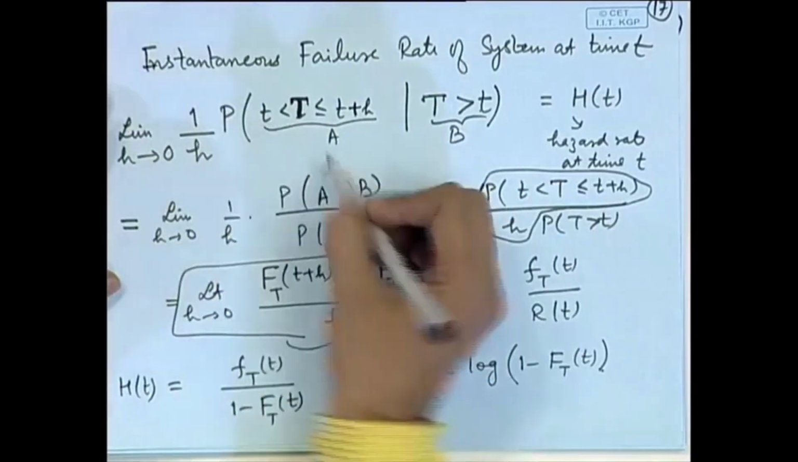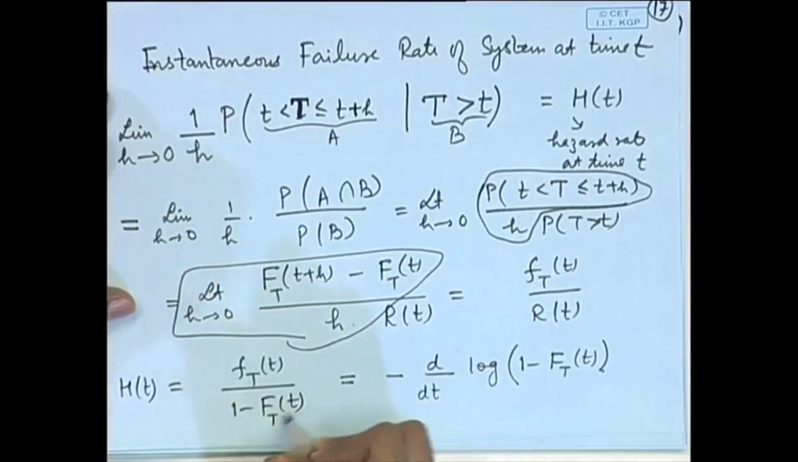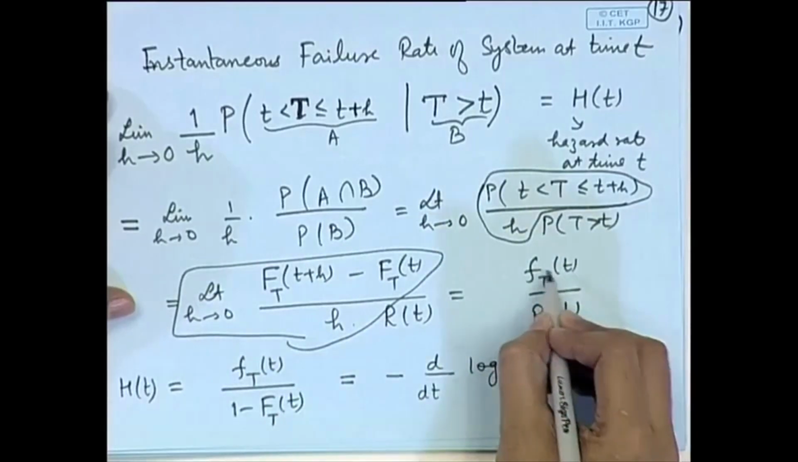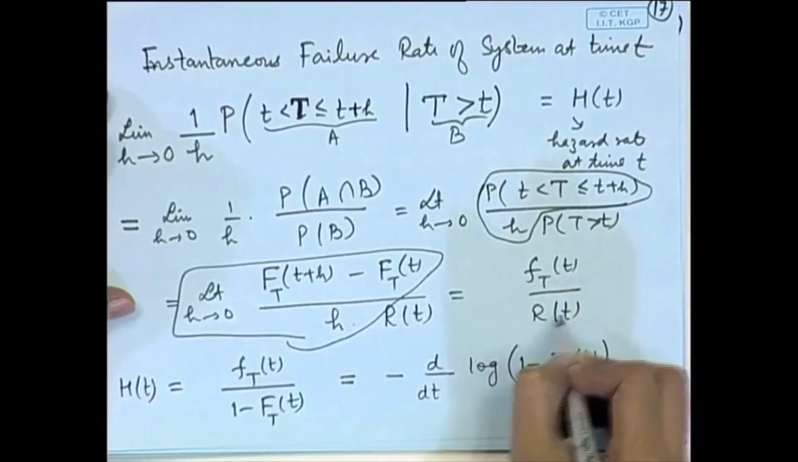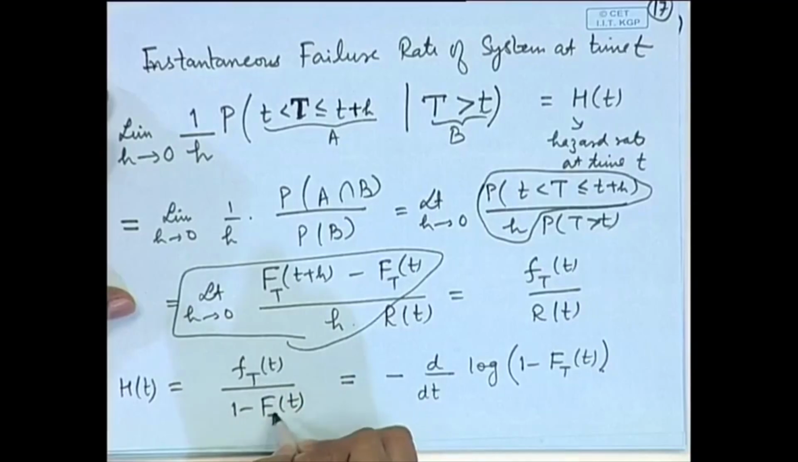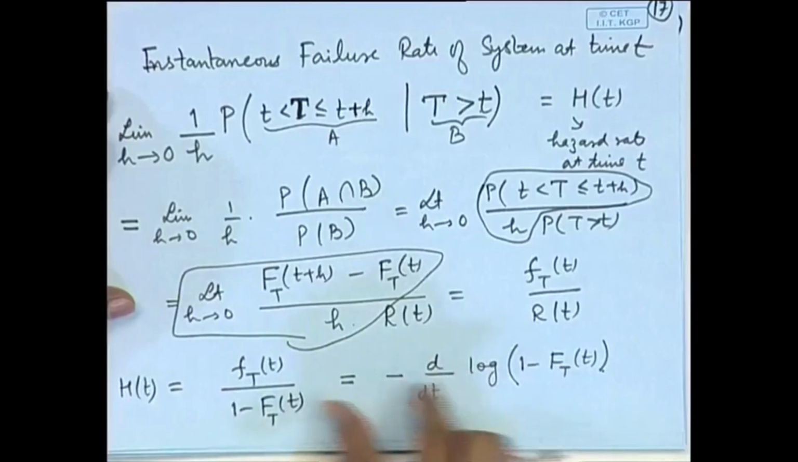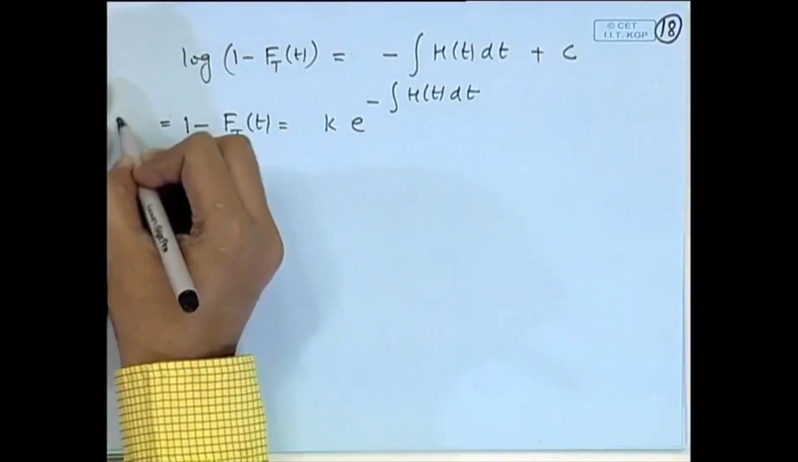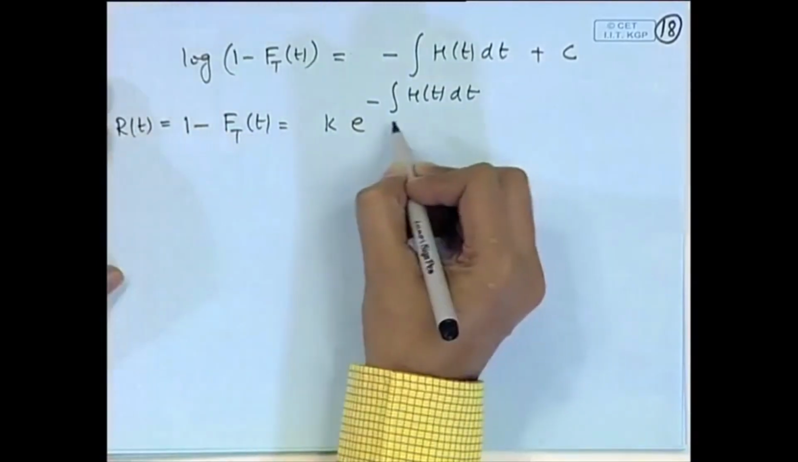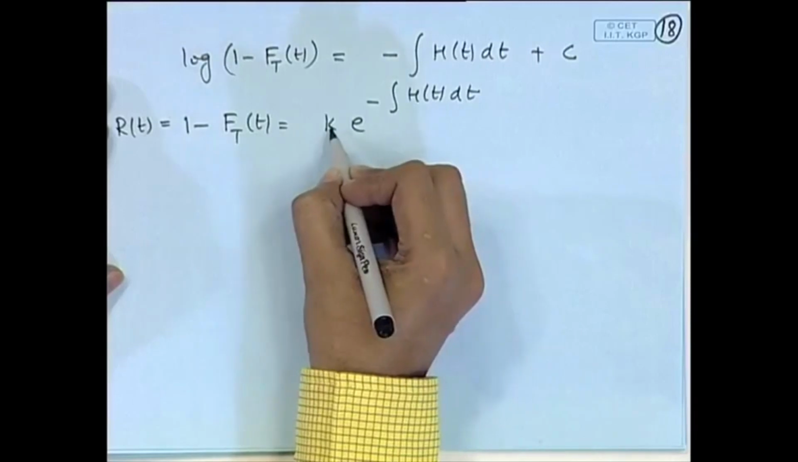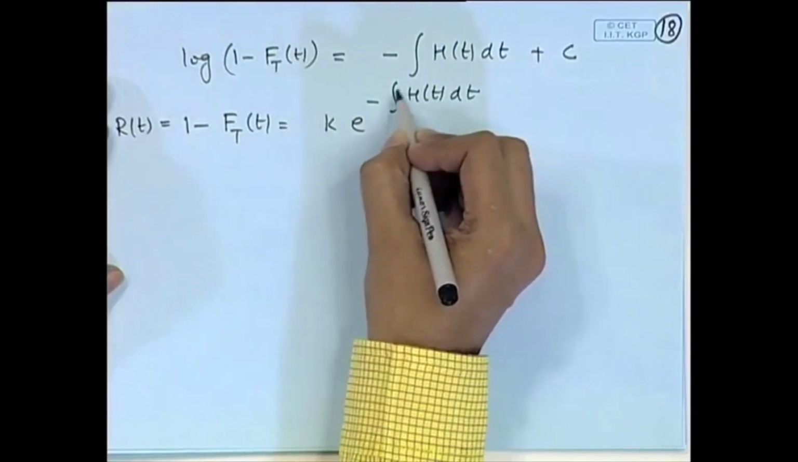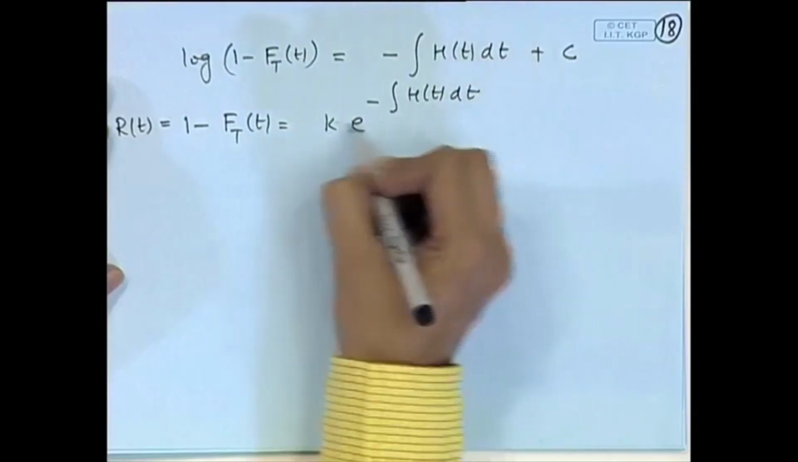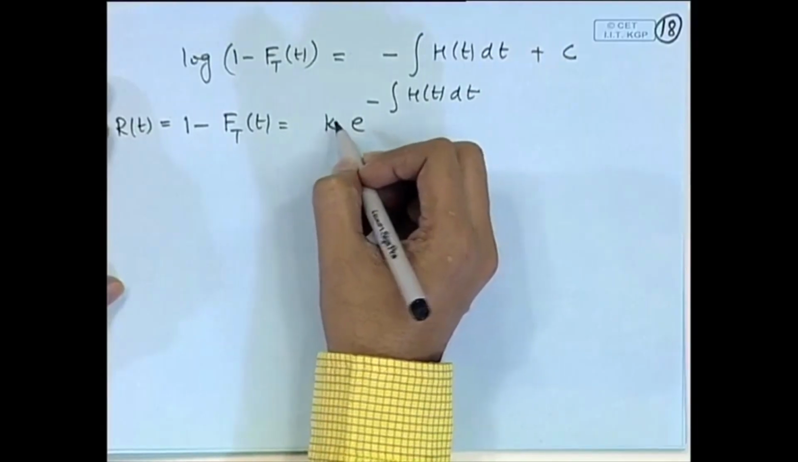We divided by h and calculated the expression for that, and it turns out to be the density function divided by the reliability function, or the density function divided by 1 minus the cumulative distribution function of the system. And there is an inverse relationship also, which we showed: the reliability of the system is equal to a constant times e to the power minus the integral of h(t) dt, where the constant has to be determined from the initial condition.